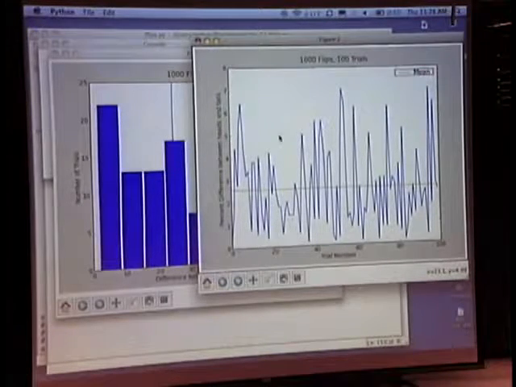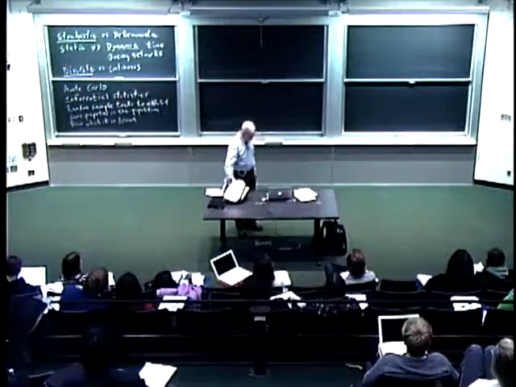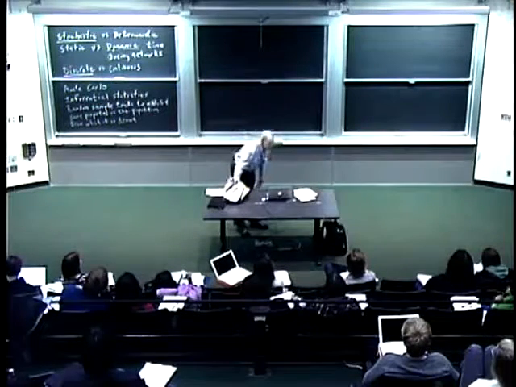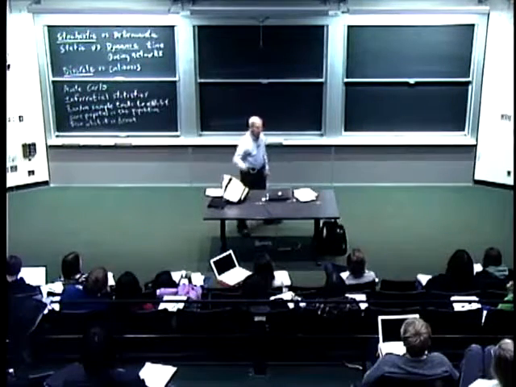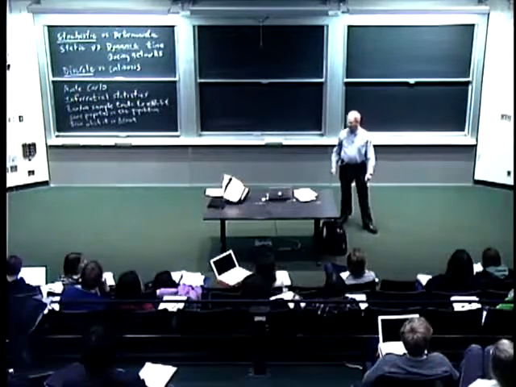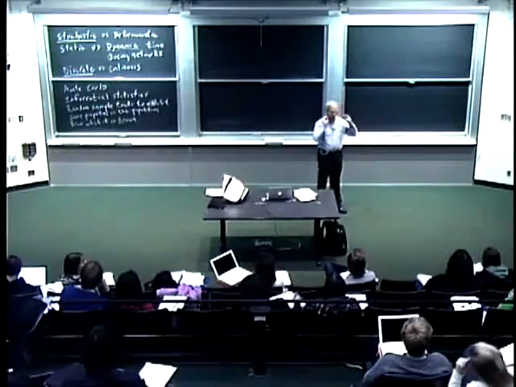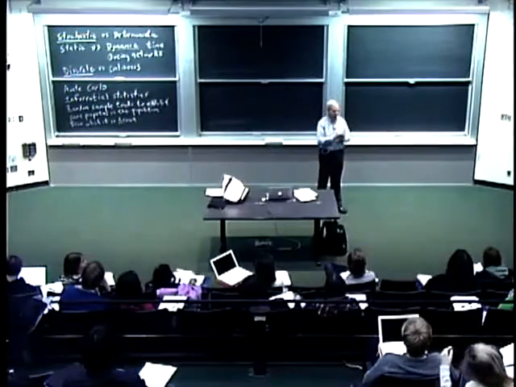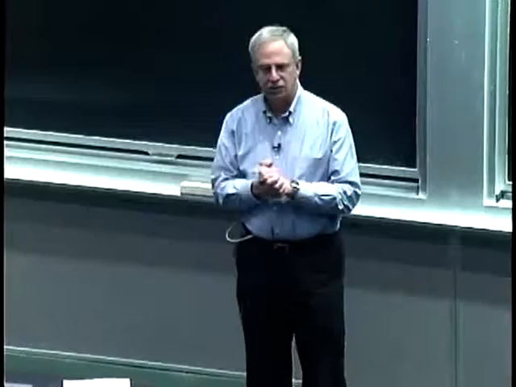Yeah? There are no zeros. That's right. As it happens, there are no zeros. Not so surprising that it didn't ever come out exactly 500, 500. What else?